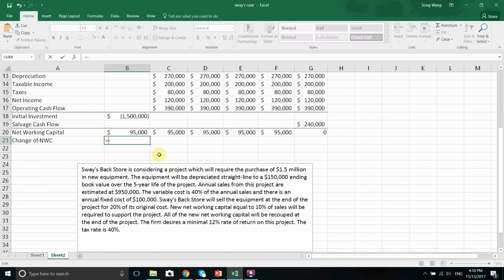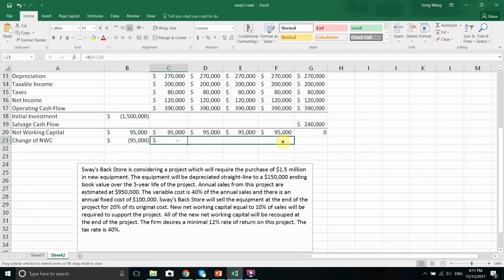Or you can put it this way: your inventory increased from 0 to $95,000, so you need to spend that amount of money to build up inventory. So that's how much you spend. Okay, so that's the cash effect, and this is part of your free cash flow. All right, and then from year 1 to year 2, how much is your change in net working capital? Let me figure out. From $95,000 to $95,000, so my inventory changed by 0. Okay, and my inventory keeps changing by $0 until the last year.